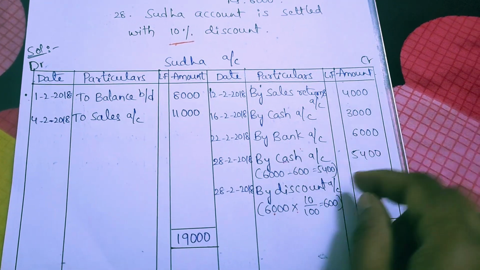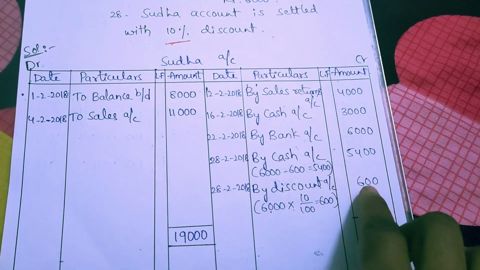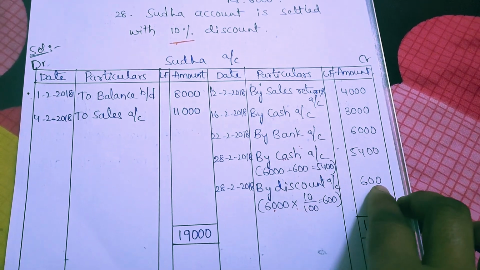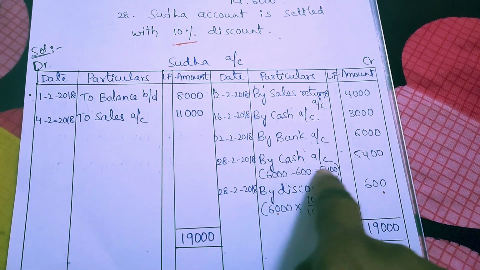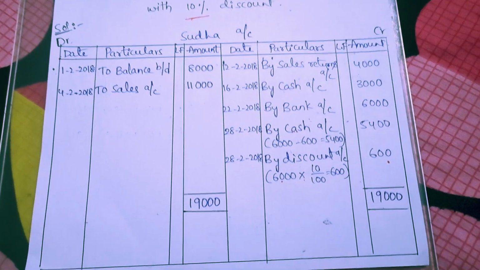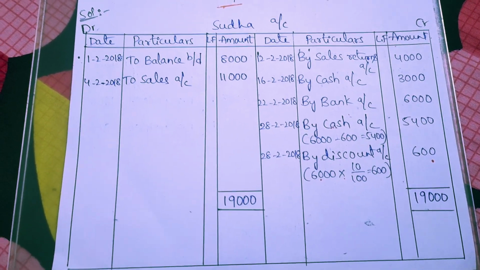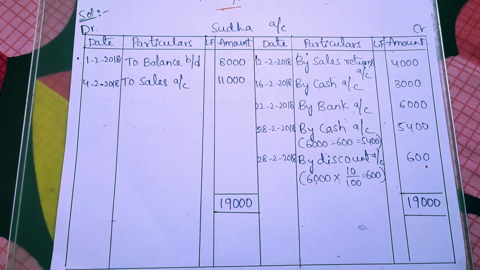We are just writing 6,000 as some amount for discount and some amount for cash. So how are we getting 600? 6,000 into 10 by 100, 600. Record here. And from 6,000 you deduct 600, we will get 5,400. Record for cash. So this is how we prepare this personal ledger account. Very simple. You can watch this solution completely once. Have a look.